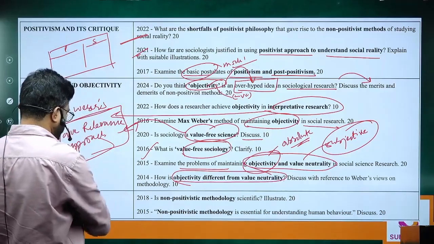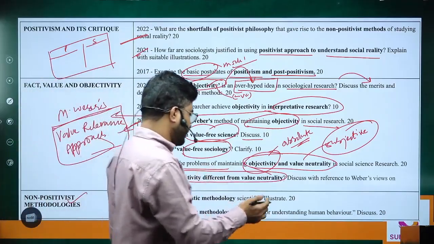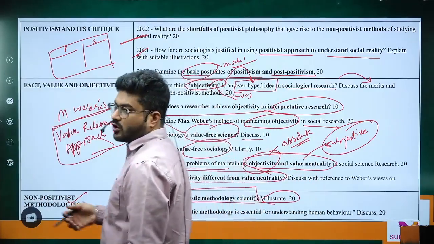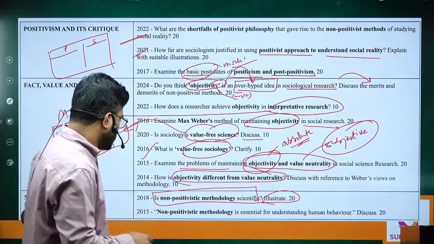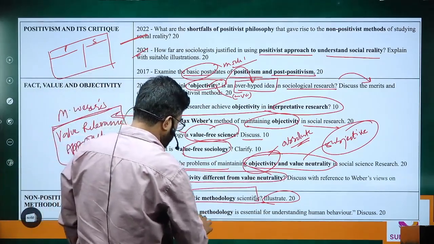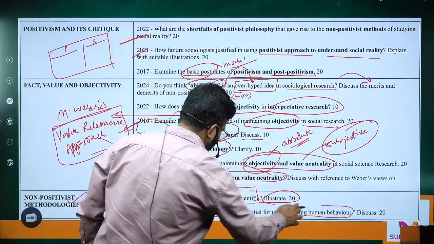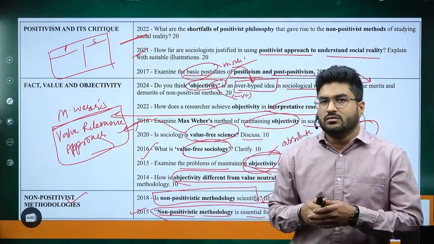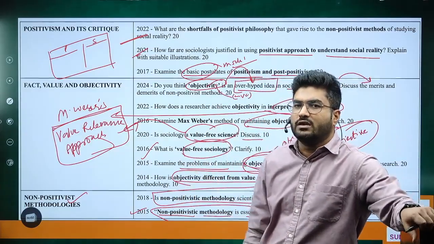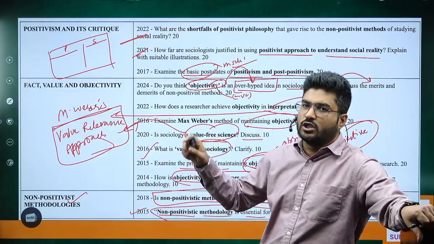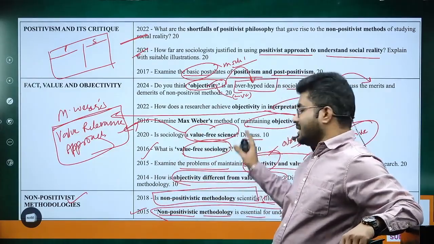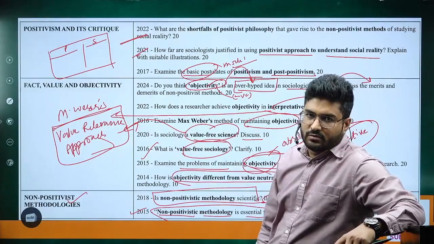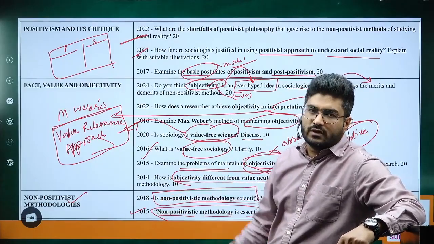Then: is non-positivist methodology scientific? Illustrate. Again we have to write how it is different from the non-positivist school of thought or non-scientific school of thought. Then 2015: non-positivistic methodology is essential for understanding human behavior. Then we can write about the various sub-schools of the non-positivist school, like interpretivism, phenomenology, ethnomethodology, to highlight that yes, it is important for understanding human behavior, because we cannot give numbers to human behavior.